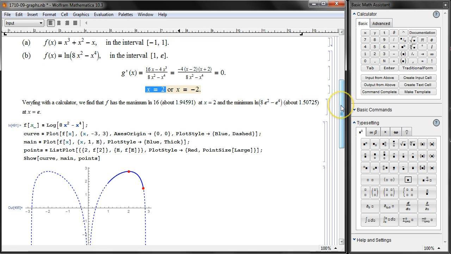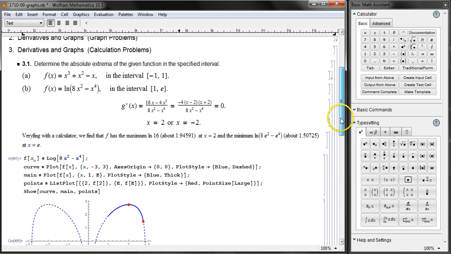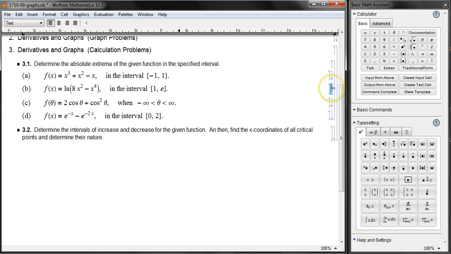Run your calculator. It'll turn out that the maximum at x equals 2 is about 1.94 something, log of 16 is the precise value, I guess. And the minimum is right here when x is e. Plug it in. We have log of 8e squared minus e to the 4th power. Run your calculator, you're going to get 1.5 something. A little bit harder derivative, but not too bad.